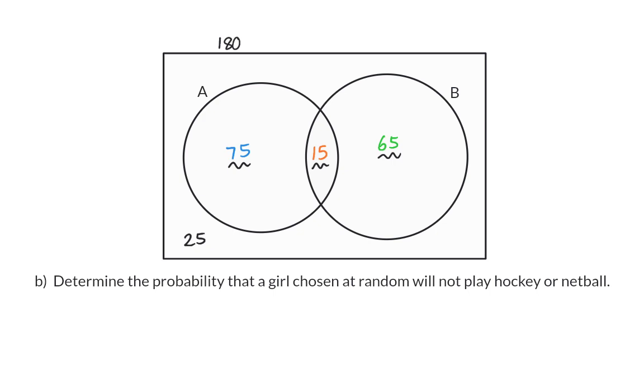Question B. Determine the probability that a girl chosen at random will not play hockey or netball. Here, our Venn diagram will come in handy because we already know that 25 out of the 180 learners do not play hockey or netball. Simplified, that is a ratio of 5 out of 36.